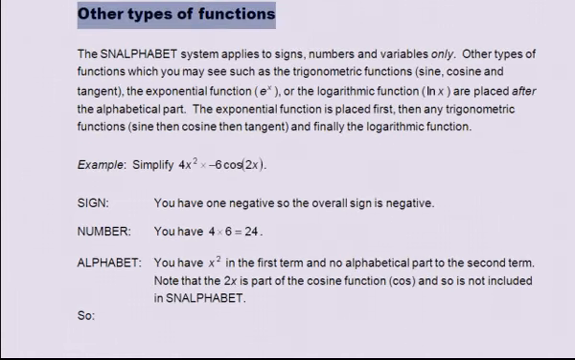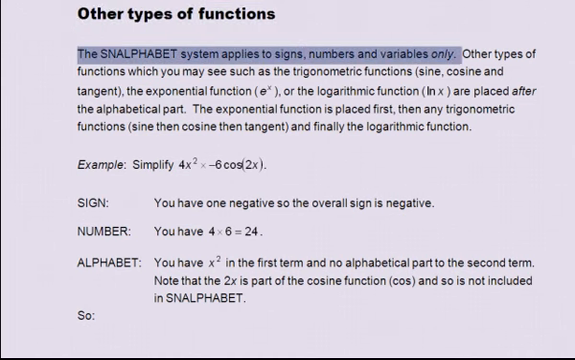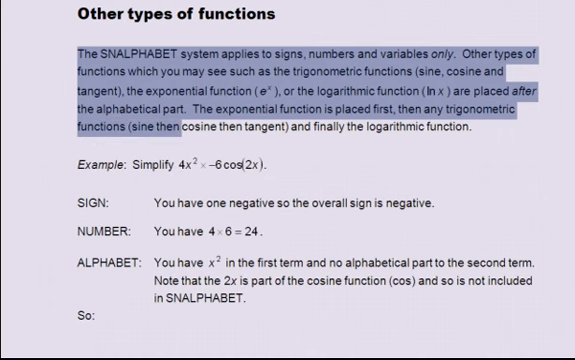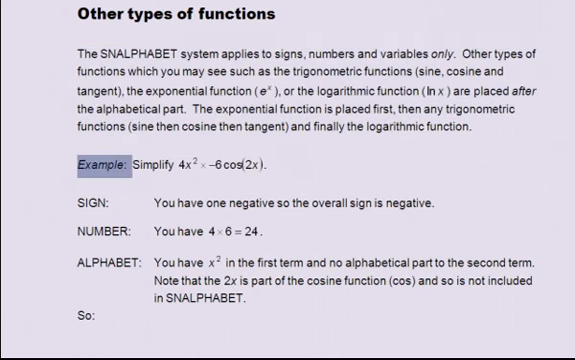Other types of functions. The SNAlphabet system applies to signs, numbers and variables only. Other types of functions which you may see, such as the trigonometric functions, sine, cosine and tangent, the exponential function, e to the x, or the logarithmic function, log of x, are placed after the alphabetical part. The exponential function is placed first, then any trigonometric functions, sine, then cosine, then tangent, and finally the logarithmic function. Here's an example of this.